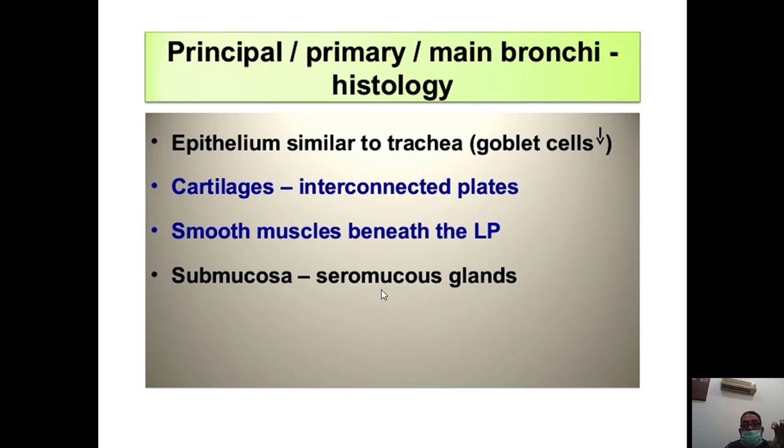So the only change is that the epithelium is the same. Smooth muscles are present in the lamina propria, because now these smooth muscles will contract and relax and maintain the patency of the lumen of this principal bronchus, and also help in evacuation of the various secretions. The mucosa also contains mucous glands.